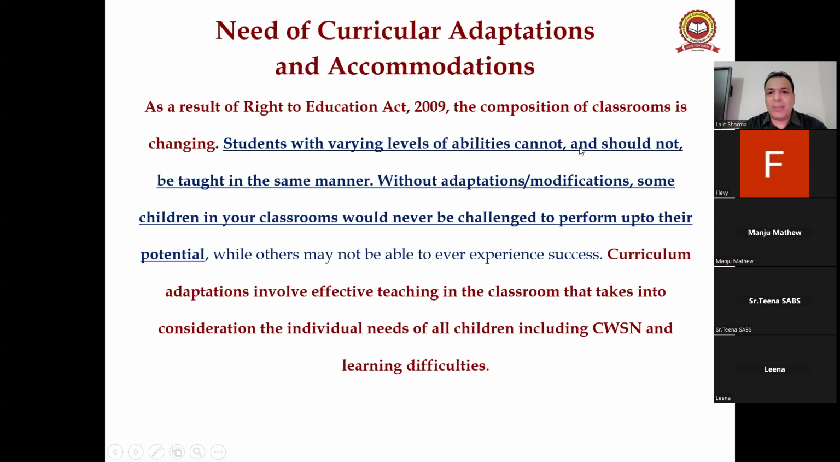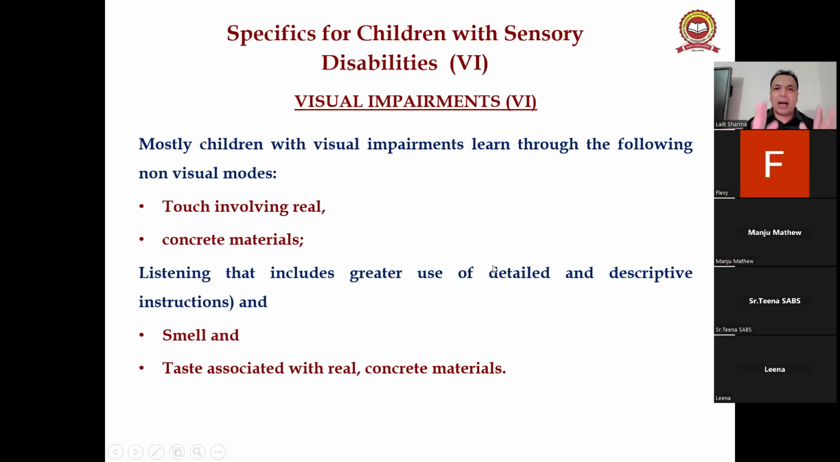Students with varying levels of abilities cannot and should not be taught in the same manner. Without adaptation and modification, some children in your classroom would never be challenged to perform up to their potential, while others may not be able to experience success. Curriculum adaptation involves effective teaching in the classroom that takes into consideration the individual needs of all the children, including children with special needs and learning difficulties. Got it? Okay. And now we come to the questions. This question has come in the last year.